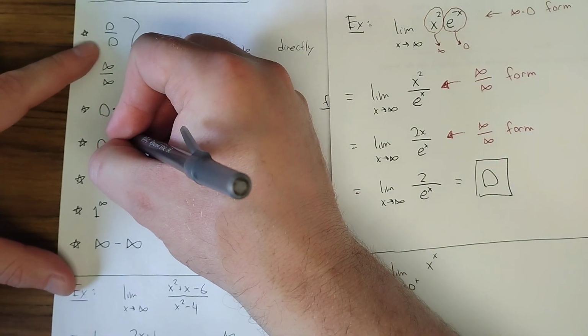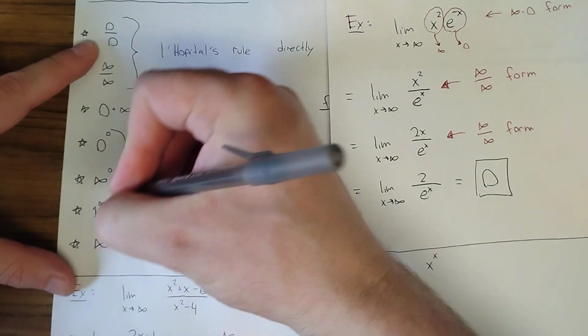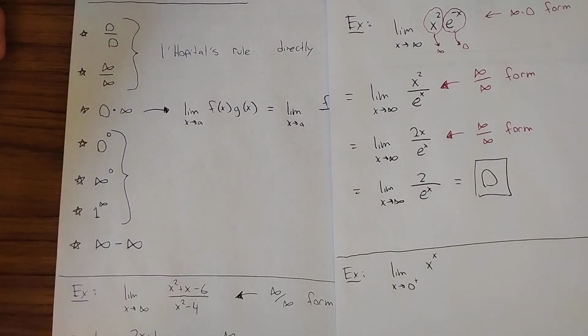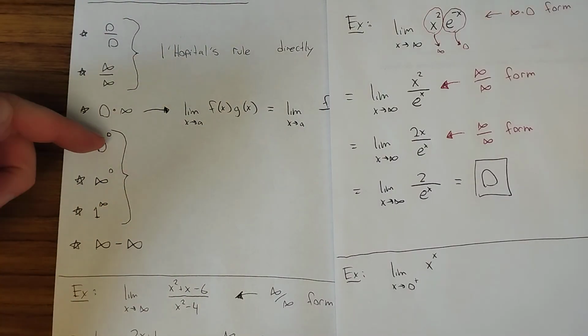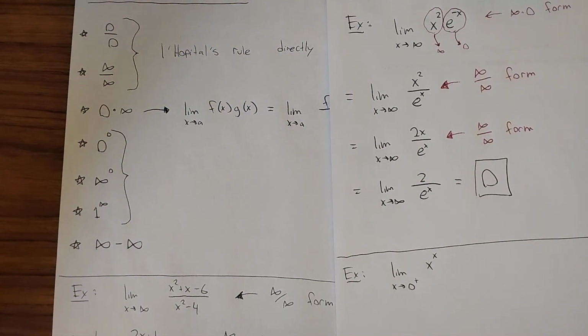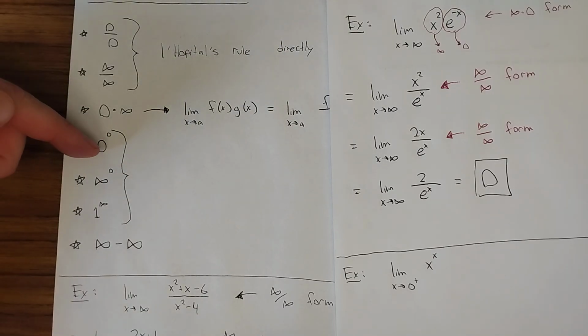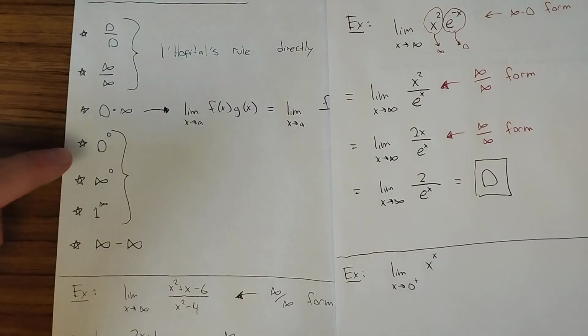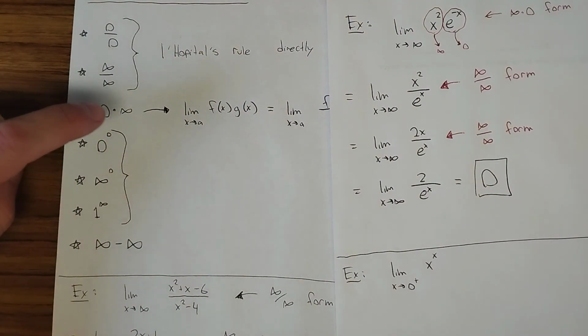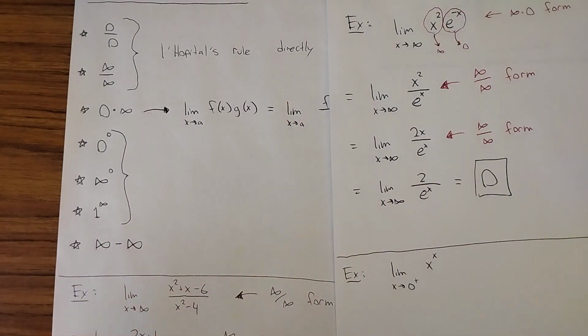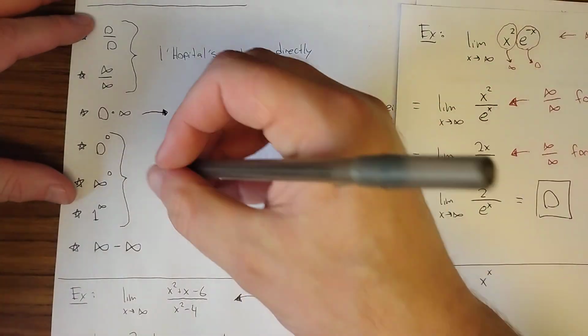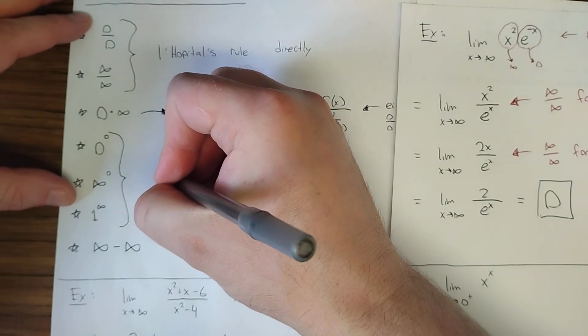I'm going to lump the next 3 together because the advice is the same. These are all dealing with powers. Like I've got f of x to the g of x power. Like if I write 0 over 0, that means I'm doing a function f of x that goes to 0 raised to the power of a function g of x that also goes to 0. So what do we do here?